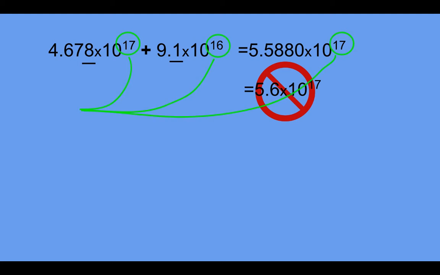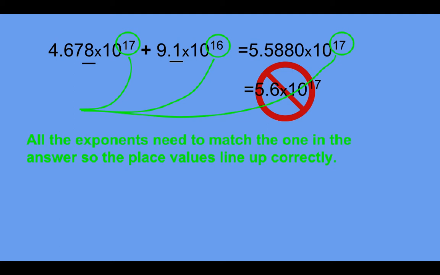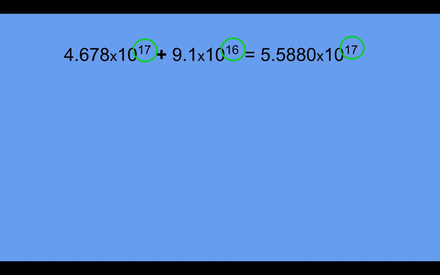The decimal point is where it is because of the exponent. So what you want to happen is you want all of the exponents in the equation to match the exponent that you got for the answer. Once you do that, then the place values will line up. All right, so let's see how that's done. The only one that doesn't match is the 16, so we need to change that, and we're going to change that to a 17. But you can't just change the exponent. You actually have to adjust the number as well.